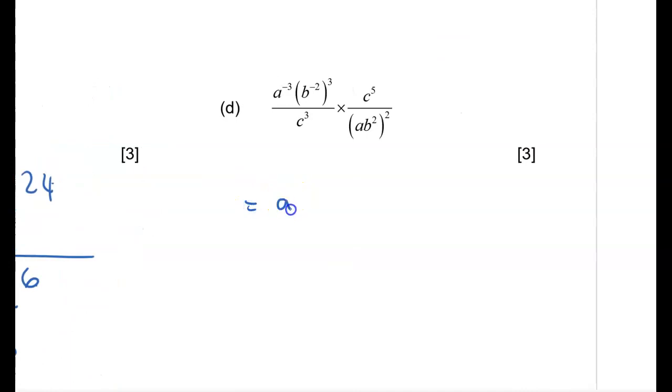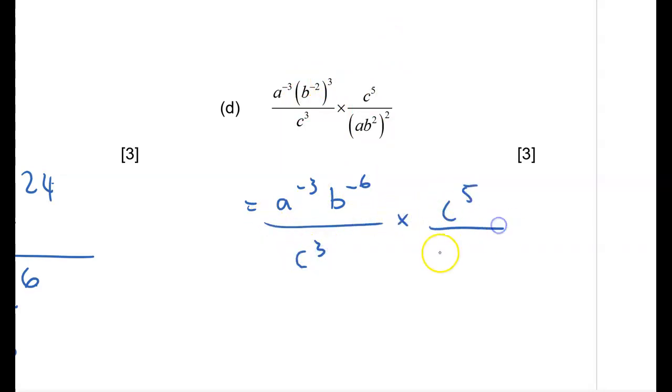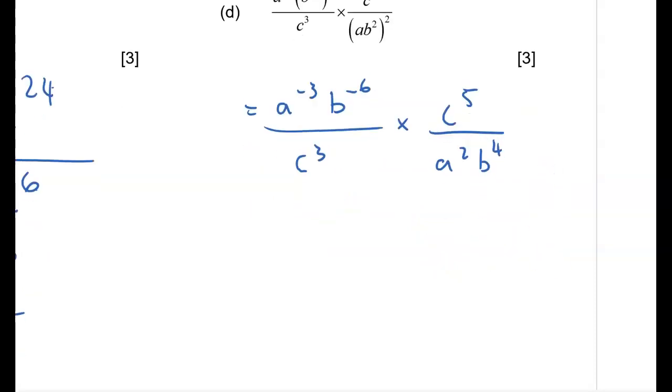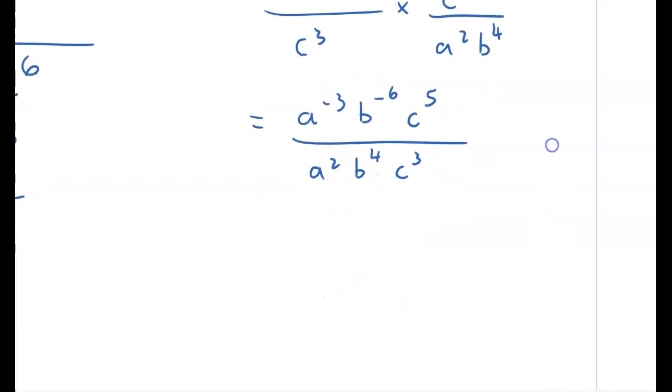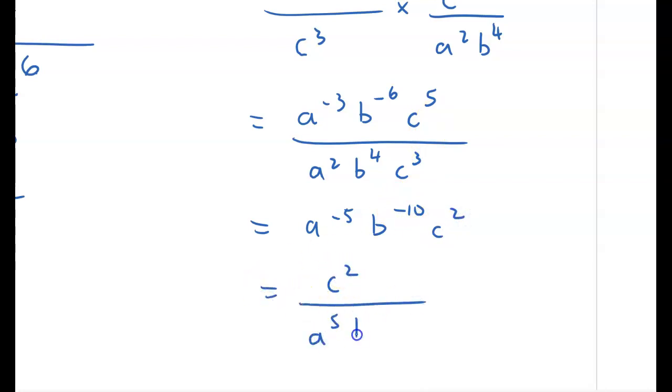With this next one, just multiplying through when you've got an indice raised to a power initially, and similarly with that second denominator, a squared b to the power of 4. Once we've done that, we can multiply across the top: a to the negative 3, b to the negative 6, c to the power of 5. So nothing can simplify here at this point. I'm just putting them in alphabetical order, and now we can subtract our powers. This becomes a to the power of negative 5, this becomes b to the power of negative 10, and we've got c squared. So we would write this with positive indices like so.